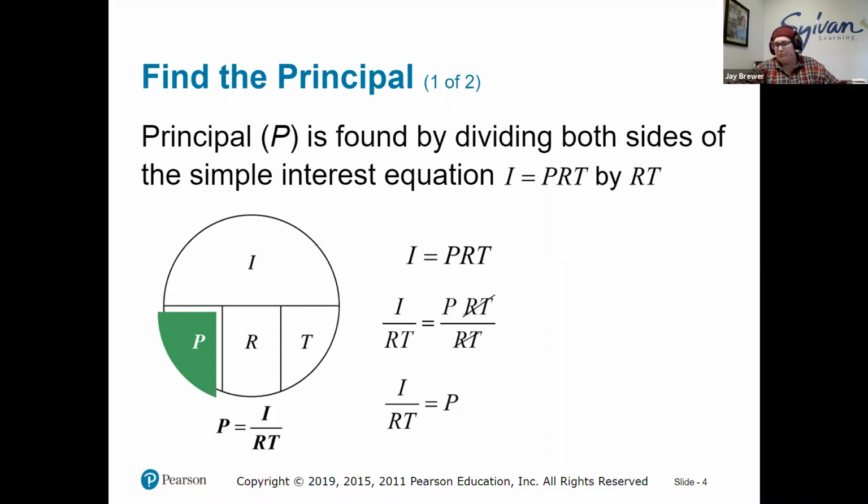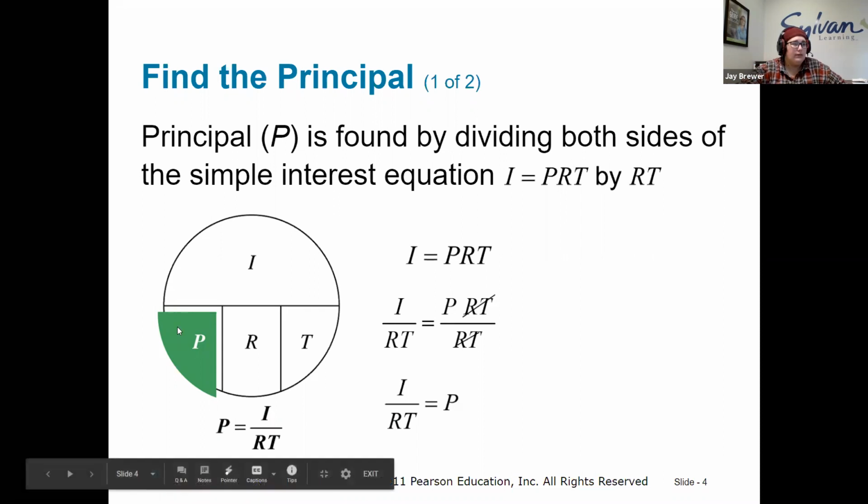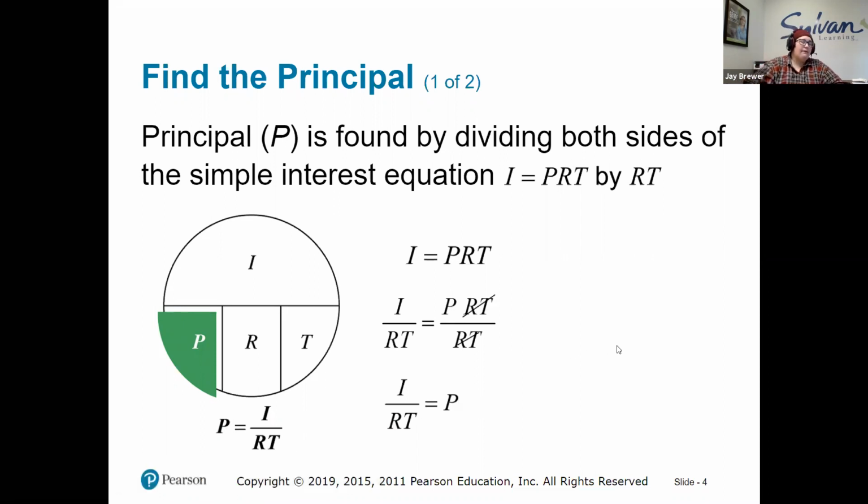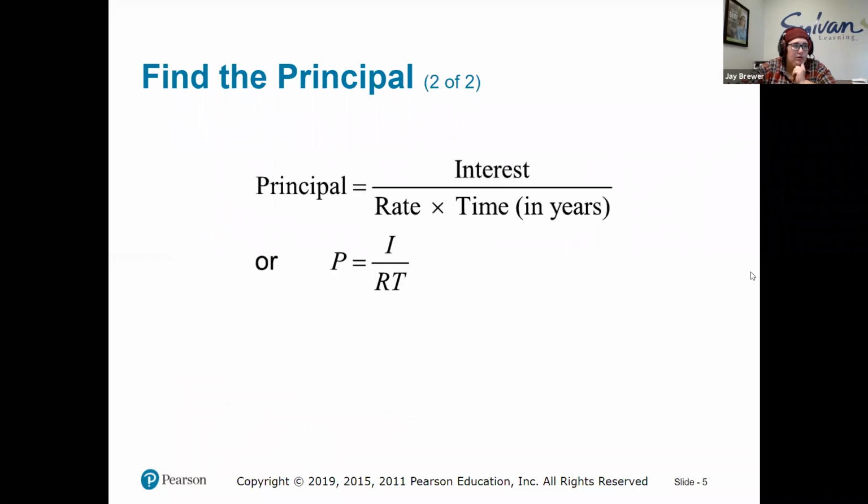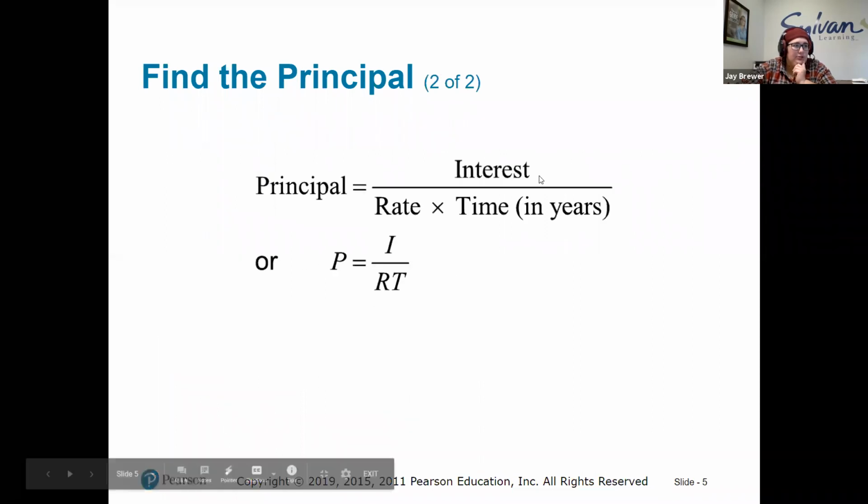All right. So if you're looking for principal, you're going to take the interest and divide it by the rate times the time. All right. Again, your calculator should be able to do the majority of this for you. Any questions on how to find the principal? All right. Again, here it is just written out.